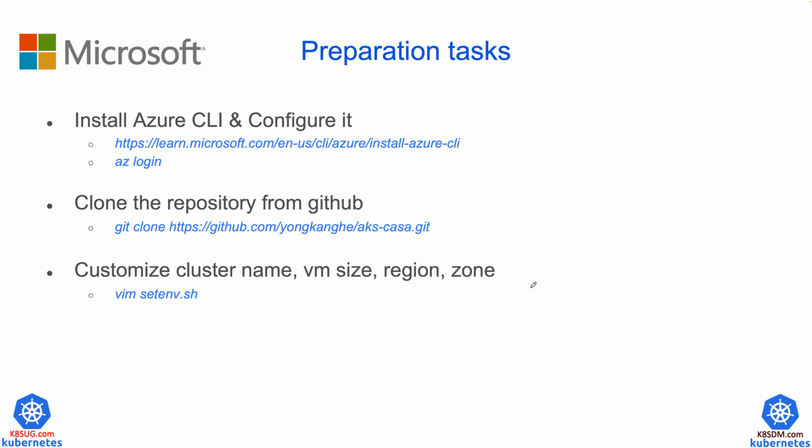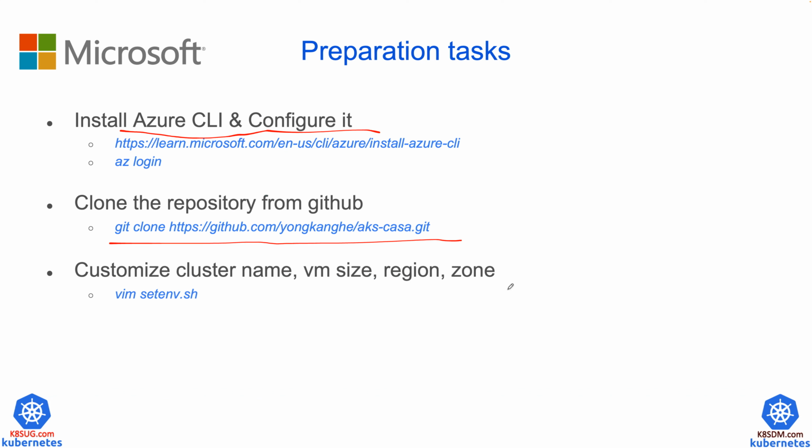So a little bit of preparation tasks. First of all, you need to install Azure CLI and configure it. So basically, you need to log into the cloud. And then you clone the repository from my GitHub page. I will show you my GitHub page shortly. Optionally, you can customize your cluster name, your VM size, your region, your zone, etc.